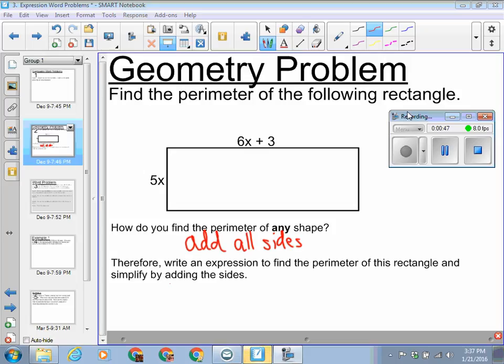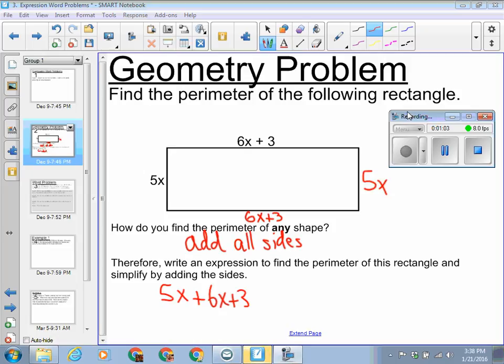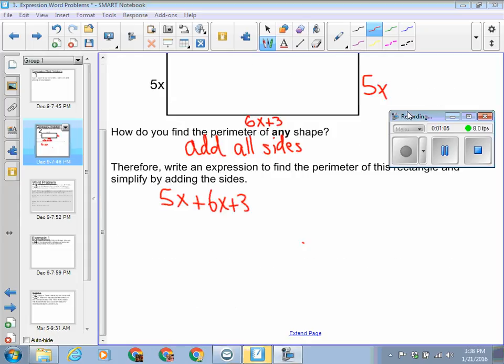So we've got 5x, we know about that. We've got 6x plus 3. Well, we know it's a rectangle. This has to be 6x plus 3 down here, same as this one on top, and the sides are the same. So we're just going to add another 5x and another 6x plus 3.